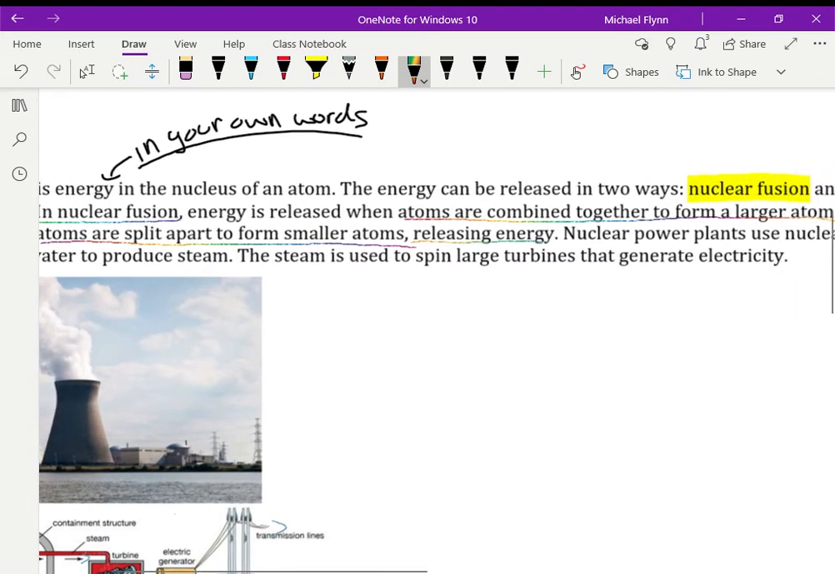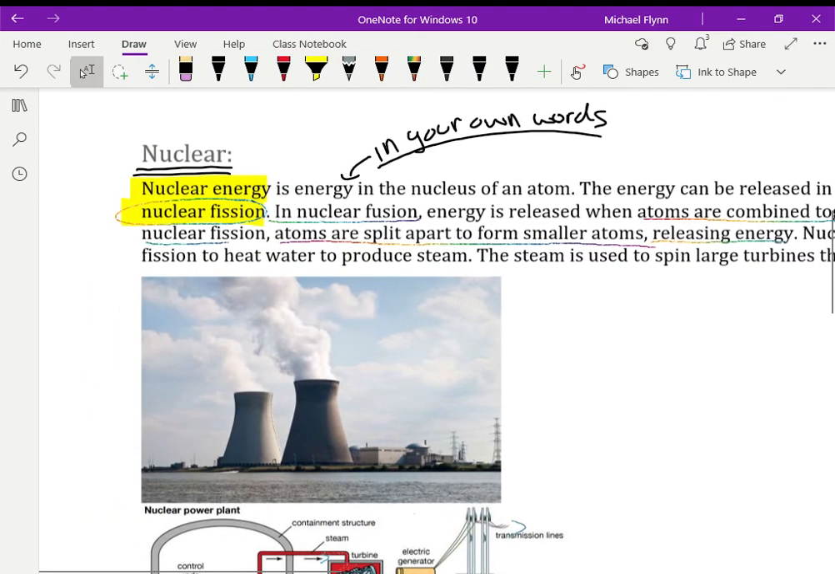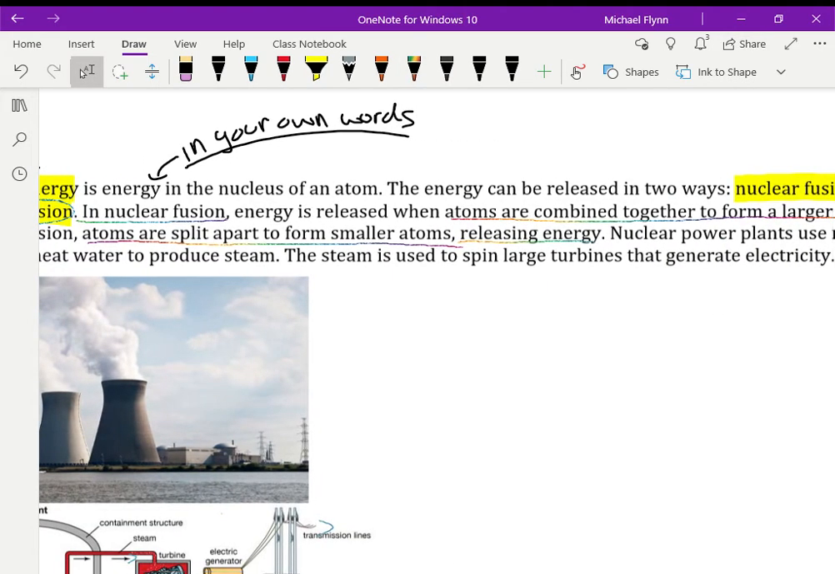Nuclear power plants use fission to heat water to produce steam. The steam is then used, okay, and this is common to all thermal generation. The steam is used to spin large turbines that generate electricity. See, you can use nuclear power to heat the steam, or you can burn coal, or you can burn methane.